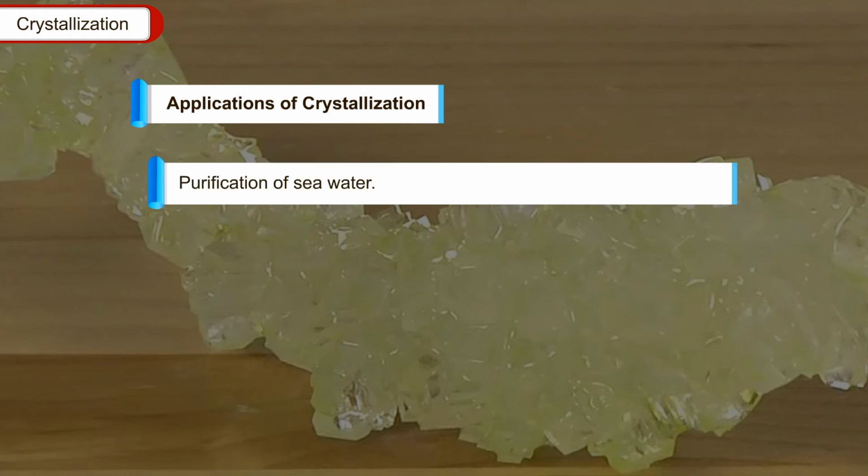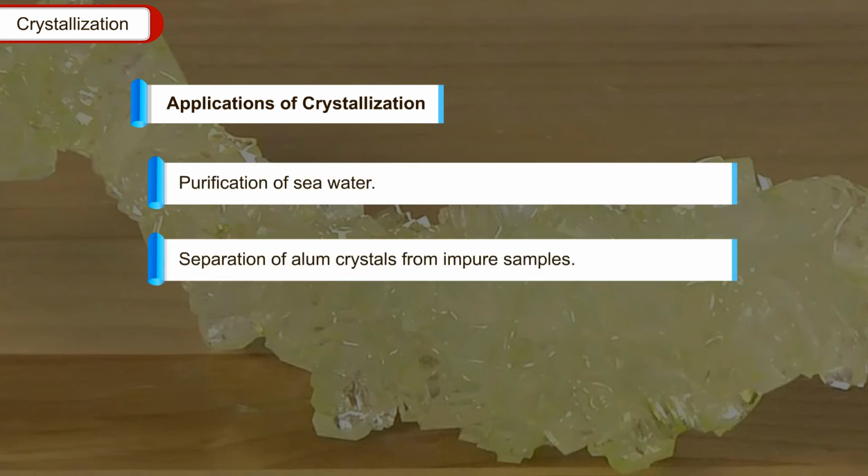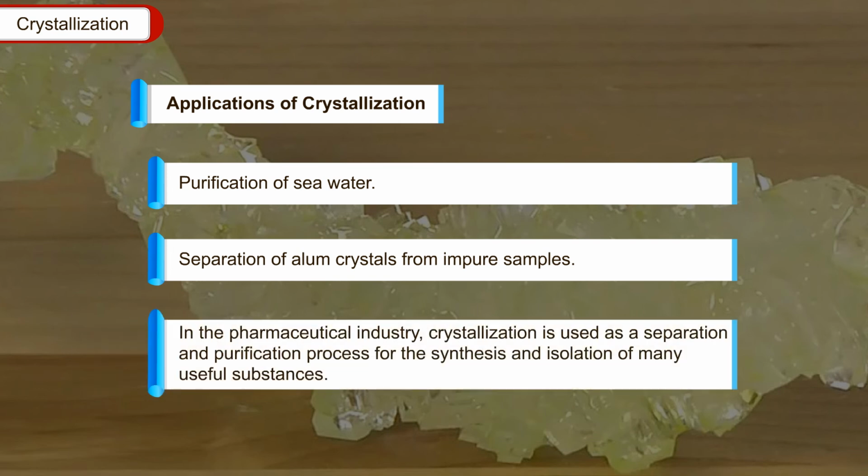Application of crystallization. Purification of seawater. Separation of alum crystals from impure samples. In the pharmaceutical industry, crystallization is used as a separation and purification process for the synthesis and isolation of many useful substances.